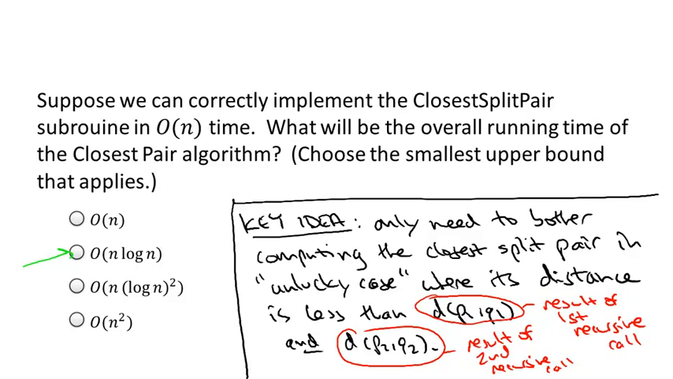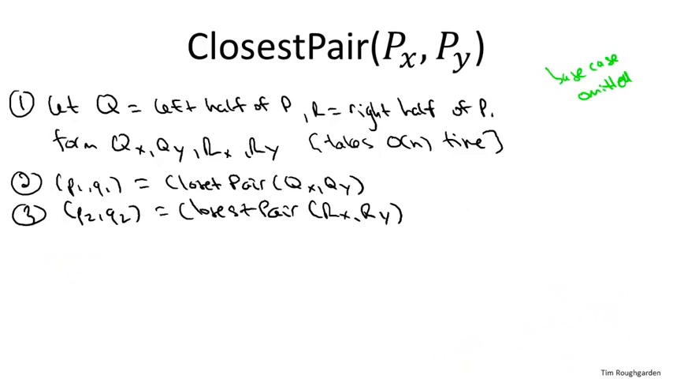Now that's in some sense a fairly trivial observation, but there's a lot of ingenuity in figuring out how to use that observation, the fact that we only need to solve a strictly easier problem, and that will enable the linear time implementation that I'm going to show you next. So now let's rewrite the high-level recursive algorithm slightly to make use of this observation that the closest split pair subroutine only has to operate correctly in the regime of the unlucky case, when in fact the closest split pair is closer than the result of either recursive call.